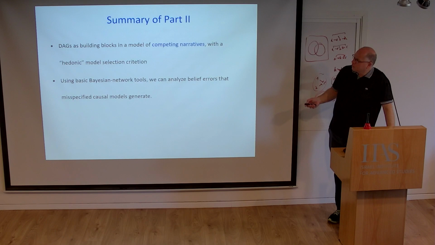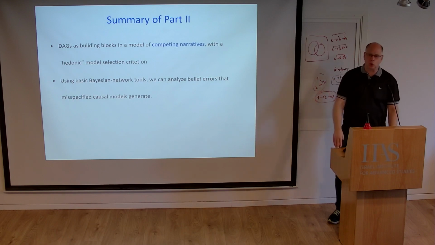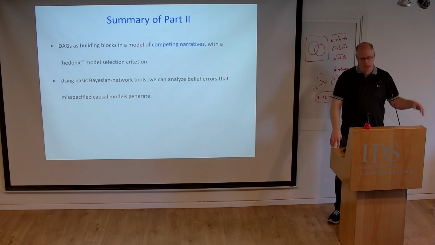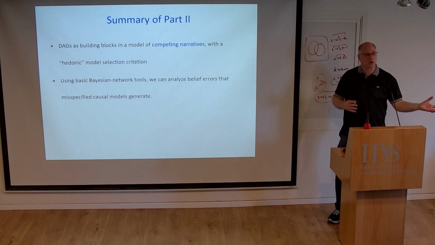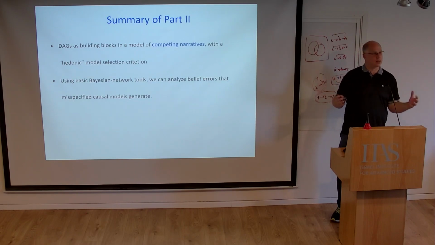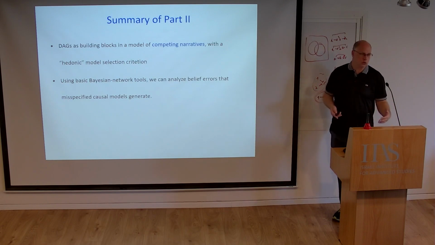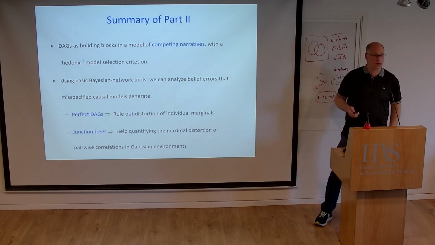The second part of the talk was kind of more technical and tried to at least give you a sense that you could use tools from the Bayesian network literature to analyze more systematically the kind of belief errors that you could get from misspecified causal models. Can they distort marginals? Maybe they cannot distort marginals. To what extent can they distort correlations? You can use tools like perfect DAGs or junction trees to get you through those kind of questions.